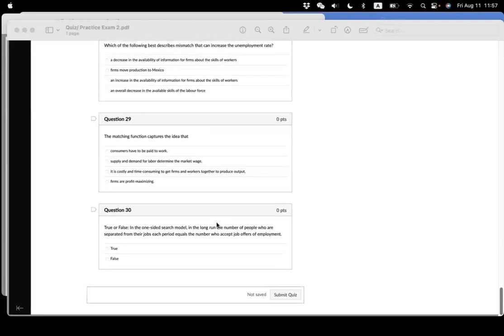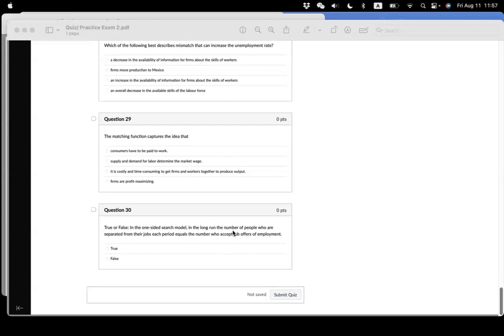Question 30. In the one-sided search model, in the long run, the number of people who are separated from their job each period equals the number who accept job offers of employment. So that's correct. Just think about it like a water tank, right? So you have inflow and outflow.